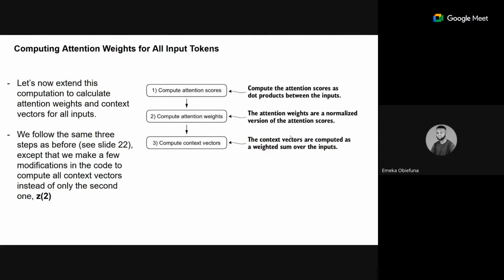So now let's look at the steps to compute the attention weight of all the input tokens in our sequence. The first thing we are going to do, of course, is get the attention score. Once you've gotten the attention score, you normalize it to give you the attention weight. Then you multiply this attention weight with the corresponding input vector and sum everything to give you the context vector related to the particular input token you are dealing with at that point in time.